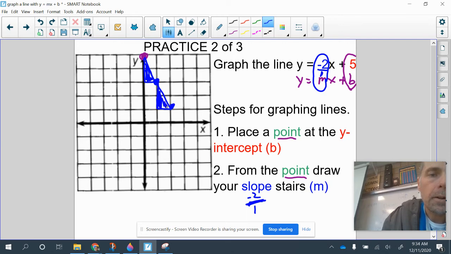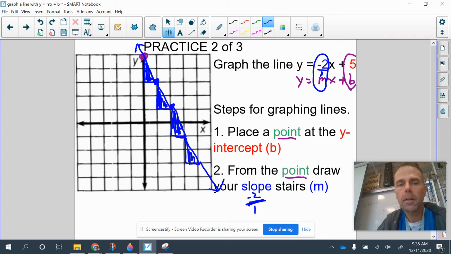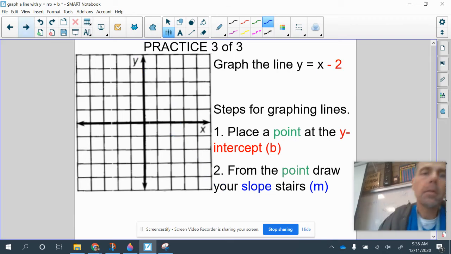That's okay. I can keep drawing stairs forever, or I can stop. Whatever. Put your arrows at the end, and there's your line from your equation. All right? You kind of get it? Let's try one more.